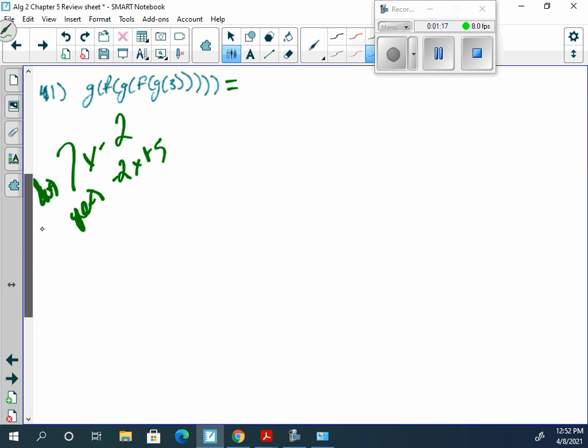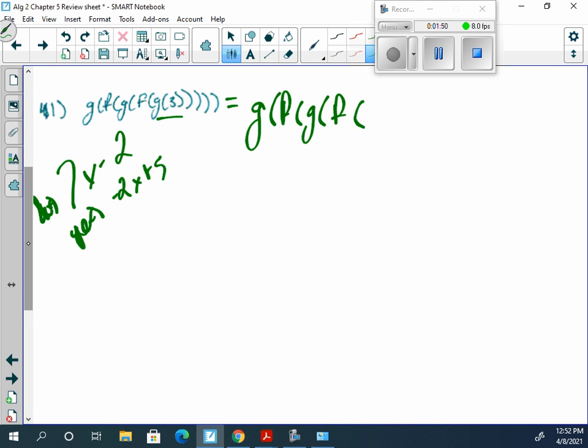Now, with any of the composite functions, we always start out from the inside and we work our way out. So even though we have g of f of g of f of g, five different functions, I always start from the center and work my way out. So the first one I'm looking at is g of 3.